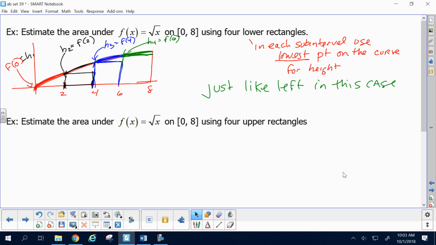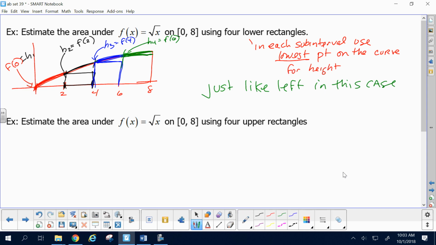What if I used lower? In my first region, where would I draw my height if I were doing lower rectangles? Then I'd use 1. And so you can see they'd be different. And then in the second region, where would I draw my height? 1. So they're not always the same. It's just that this is increasing, where left hand and lower came out to be the same. But you can see in other cases that wouldn't always be the same.